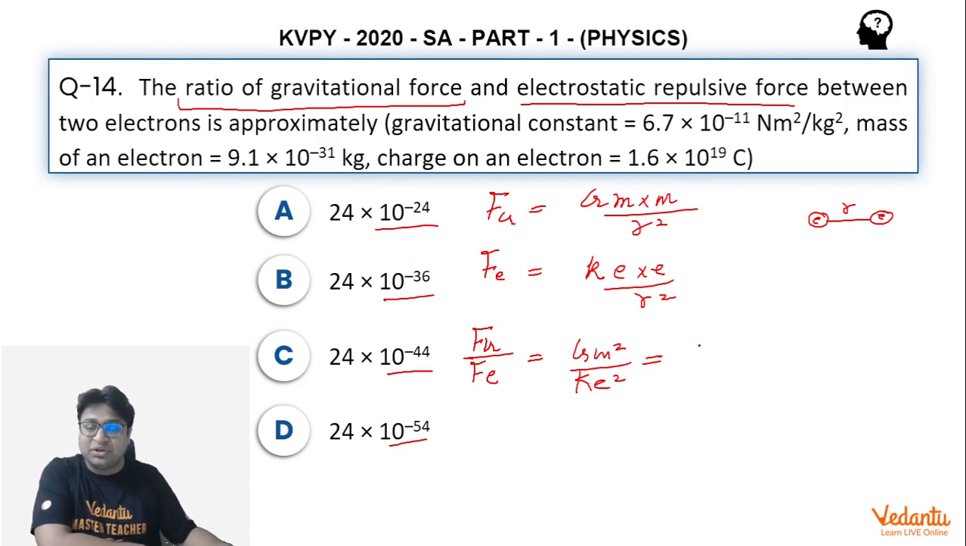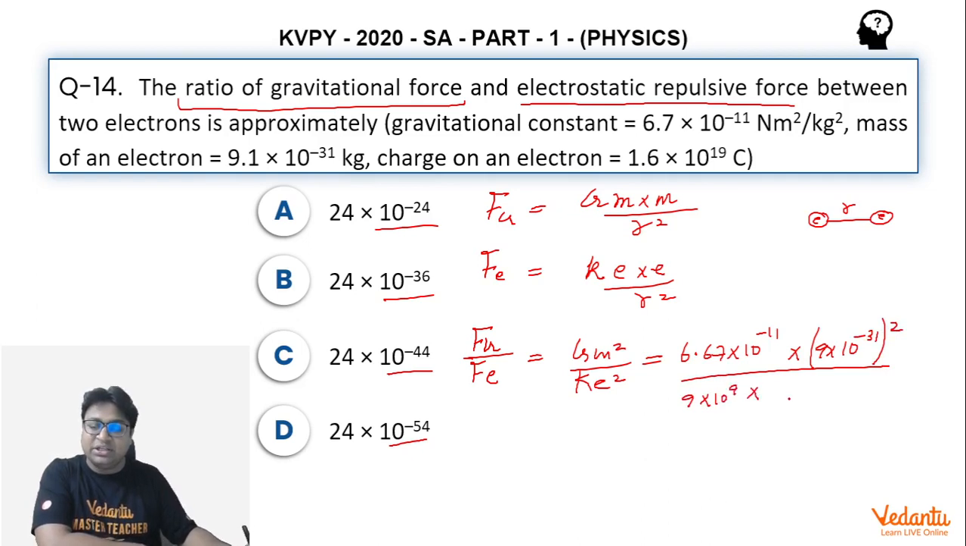So let's do that. G is approximately 6.67 into 10 raised to power minus 11. m square will be 9 into 10 raised to power minus 31, square of this, divided by k, which is 9 into 10 raised to power 9, and e square will become 1.6 into 10 raised to power minus 19, square of this. So we have to find out which of these four options will be closest to this calculation.